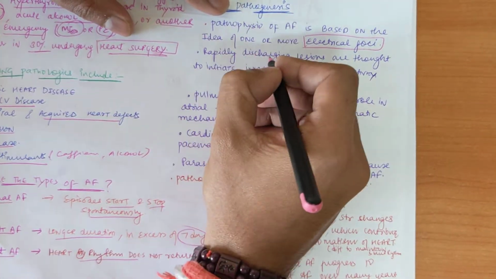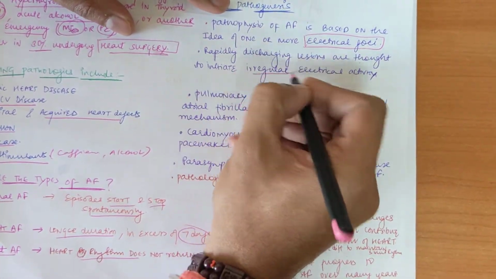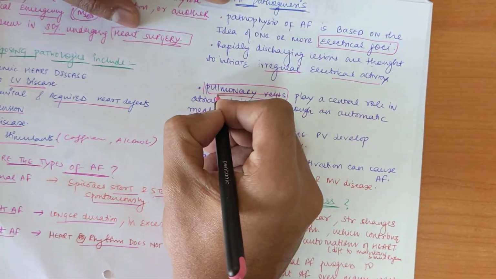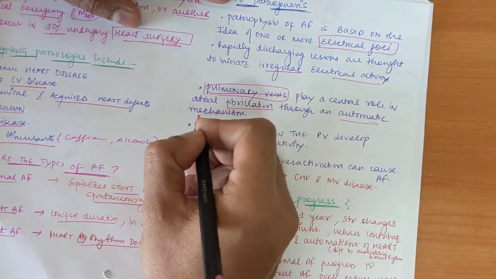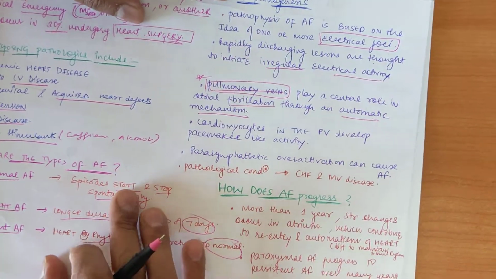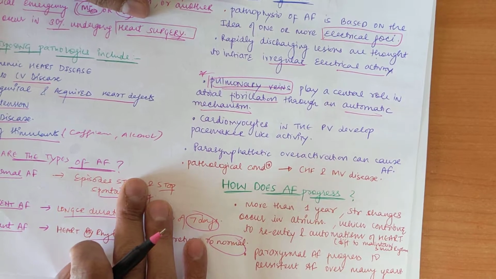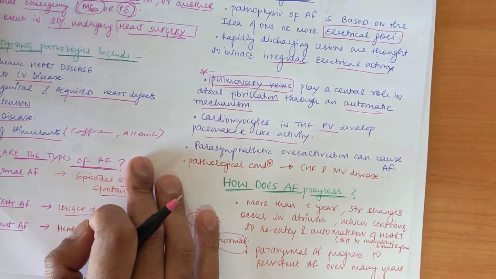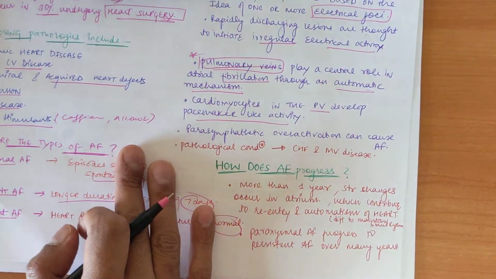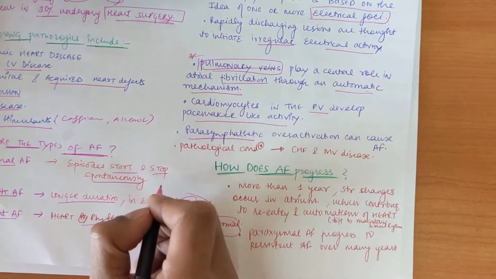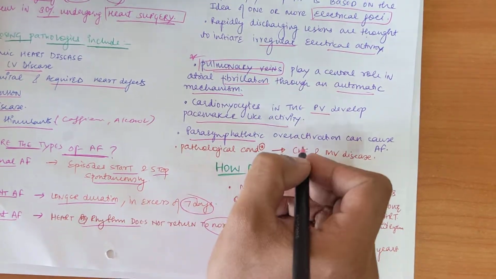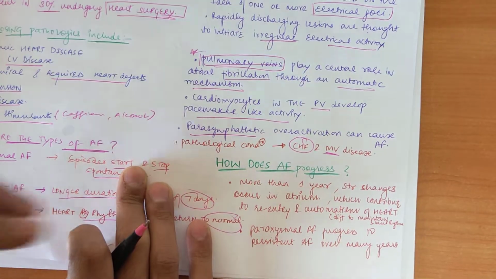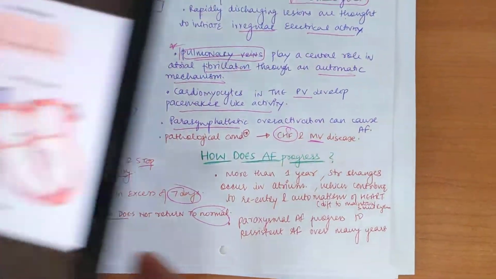Rapidly discharging lesions are thought to initiate irregular activity, and the pulmonary veins play the most common central role in atrial fibrillation through an automatic mechanism. These are the most common areas where the foci are present, and cardiomyocytes in the pulmonary veins develop pacemaker-like activity. Parasympathetic overactivation can also cause it. Pathological conditions like CHF and mitral valve disease can also lead to atrial fibrillation.